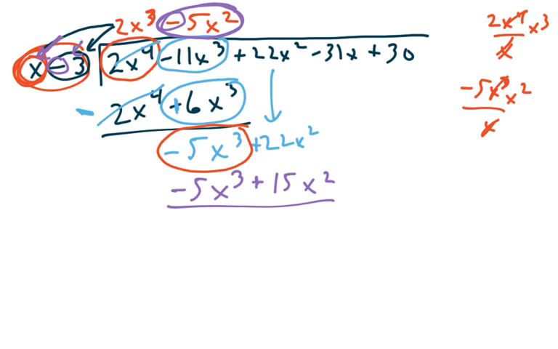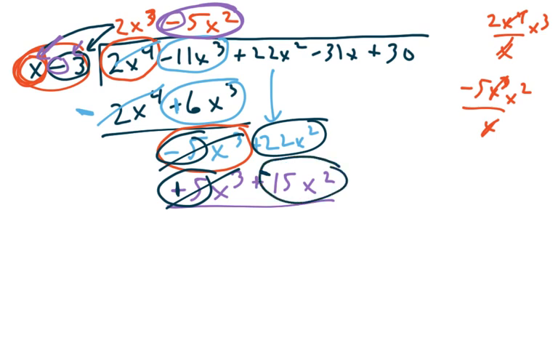Here comes a big step, guys. When we minus, this becomes a plus. This becomes a minus or negative, right? I distributed my minus. Notice here I have 5 minus 5. That means the x^3's cancel out. Here I have 22 minus 15 is 7x^2. I now bring down my minus 31x.